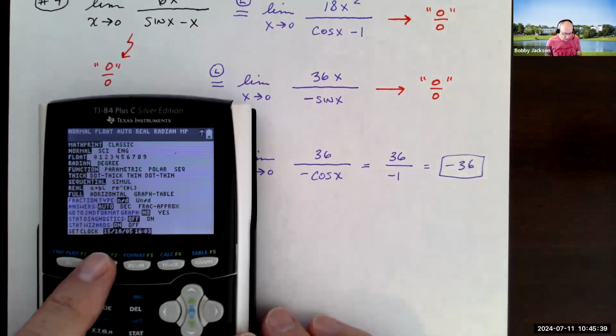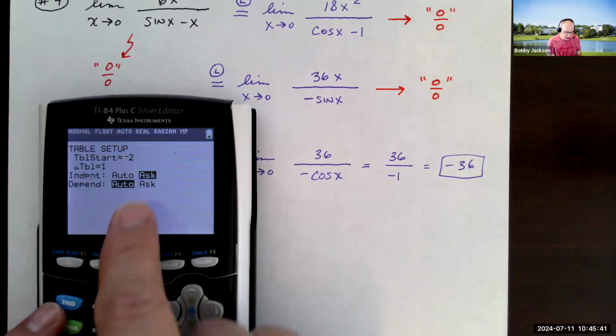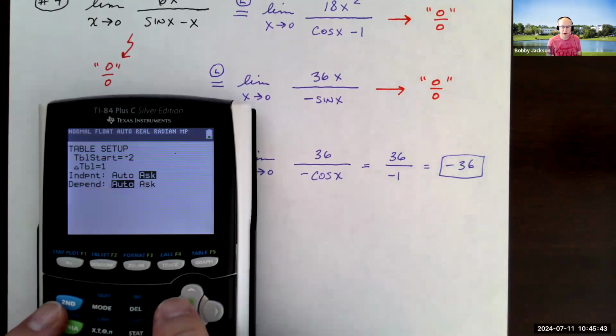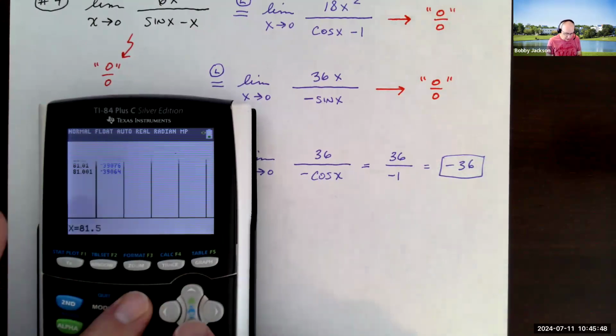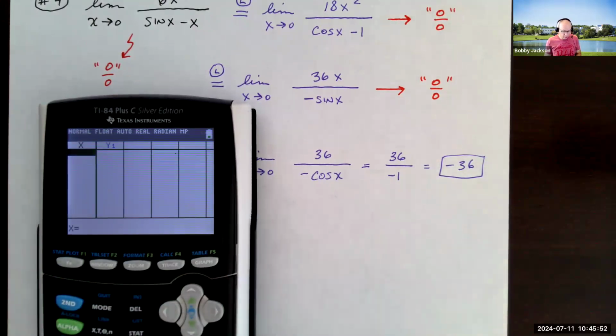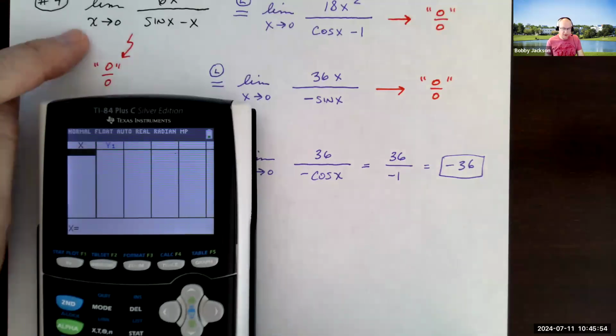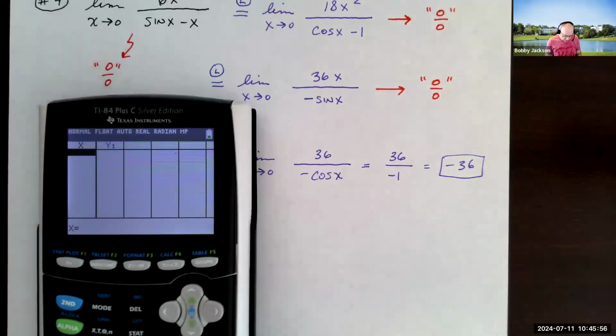Then I'm going to use the table feature, go to table setup, and make sure I'm in ask mode for my independent variable. Then I go to the table. Let me delete these entries here already. What I want to do is take the limit as x gets close to 0. Well, what's close to 0? From the positive side, I can approach 0 at maybe 0.2. That's pretty close to 0. Can I get closer? Yeah, 0.1. Can I get any closer? Yeah, 0.01, or 0.001.